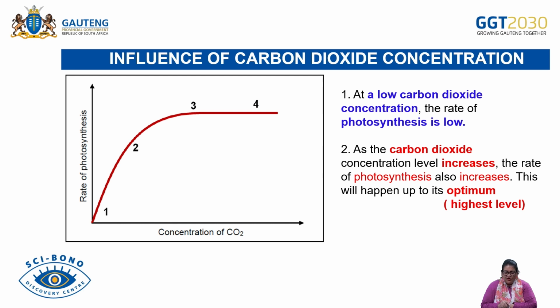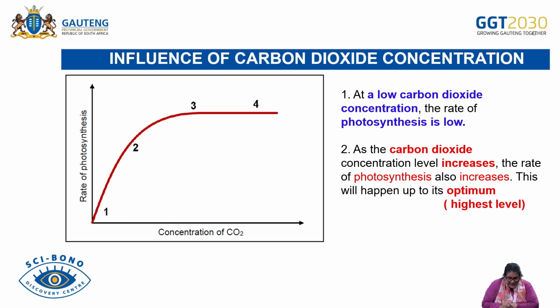Now we spoke about light intensity. What did we say were the factors? It was light, it was water, and it was also your carbon dioxide. So now we've finished with light intensity. Let's look at the next factor. What influence will carbon dioxide have on photosynthetic rate?